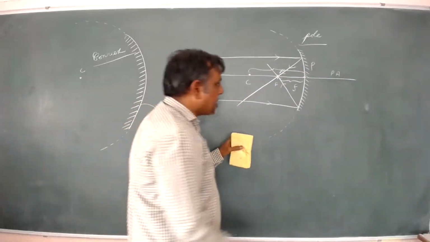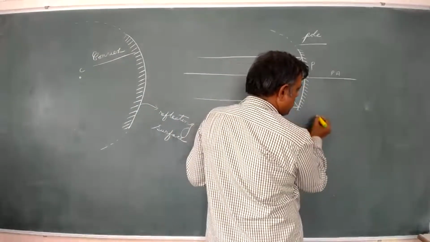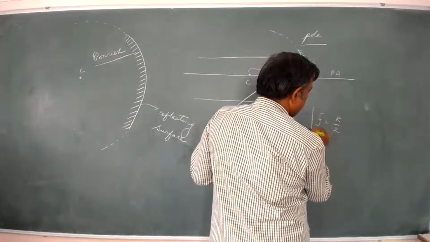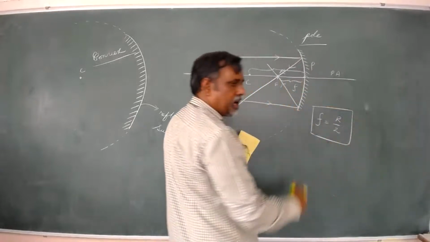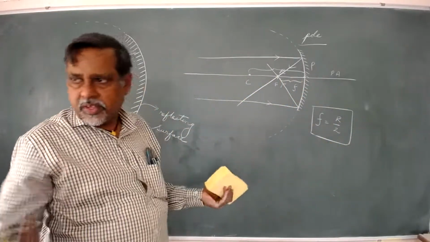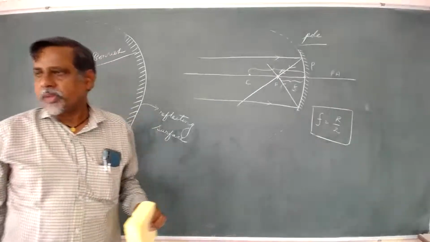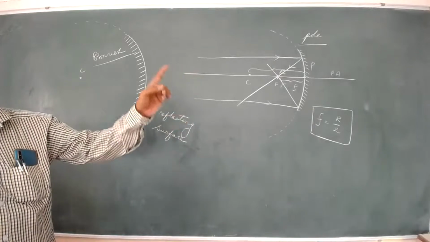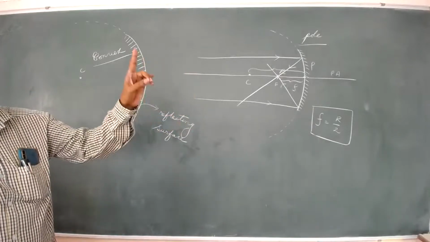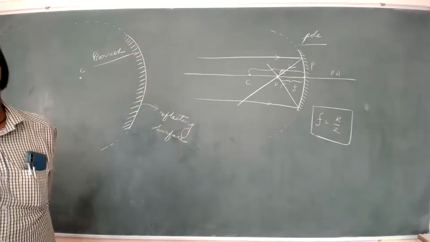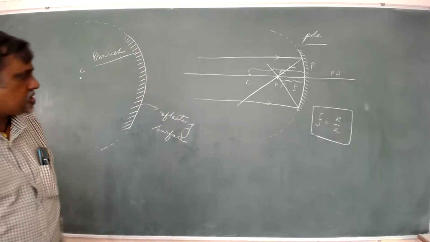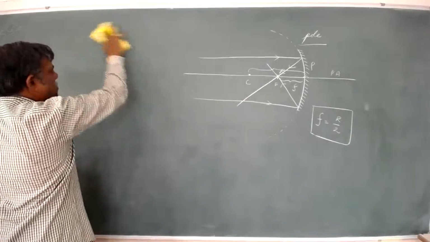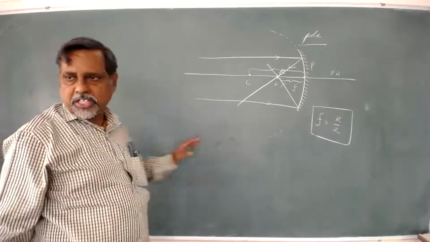Understood? So what is the relation between the focal length and the radius of curvature? The focal length is half of the radius of curvature in the case of a mirror. When it comes to the lens, it will be different. So what about the equation f = R/2? I have written that it is applicable only for mirrors. Only for mirrors.